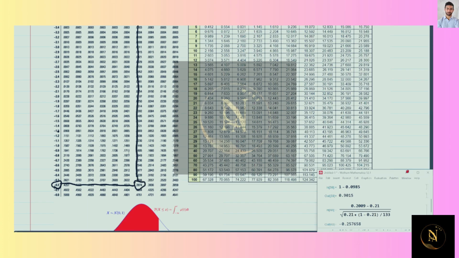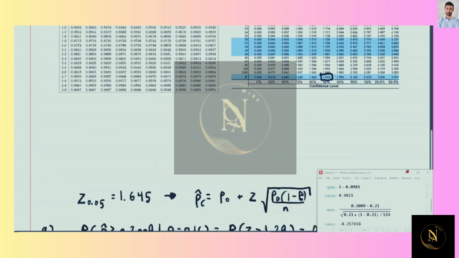Which I'll find using my cumulative distribution table again. Only now we want the proportion to the left of negative 0.26 rather than the proportion to the right of a positive, but it doesn't really make too much of a difference with how we use the table. All right, so we find that our beta is going to be 0.3974.